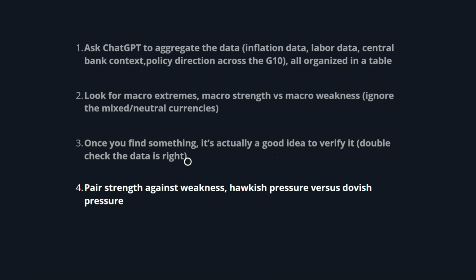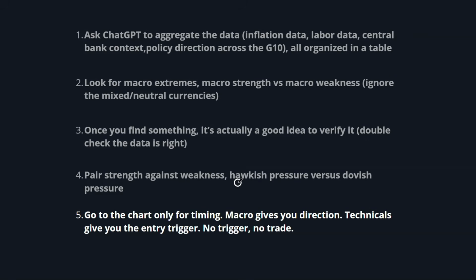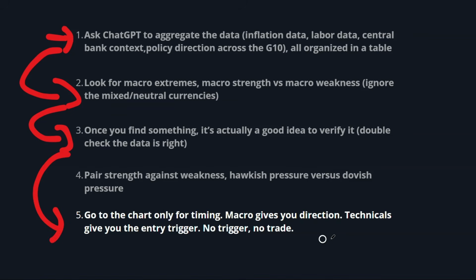4, it's pair strength against weakness. I know I said this already, but it's very important. You gotta pair weakness against strength, okay? So hawkish versus dovish. 5, you need to go to the chart and you need to wait for the technical trigger. Okay, macro gives you direction, technicals give you entry trigger. If there's no trigger, there's no trade. Simply wait, or you look for something else. Look for a different trade. That is the practical workflow from start to finish. ChatGPT for data, data to divergence, divergence to watchlist, watchlist to verification, verification to chart, chart obviously then to trigger.